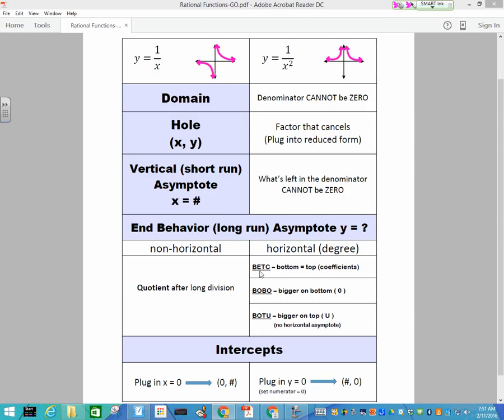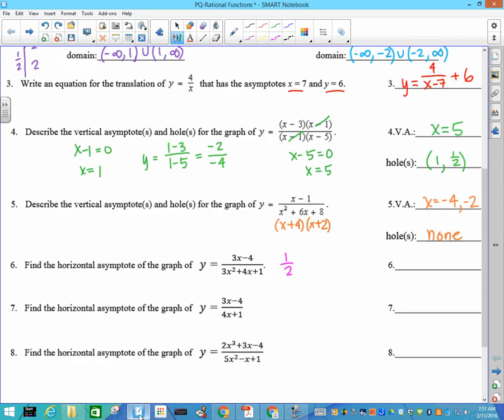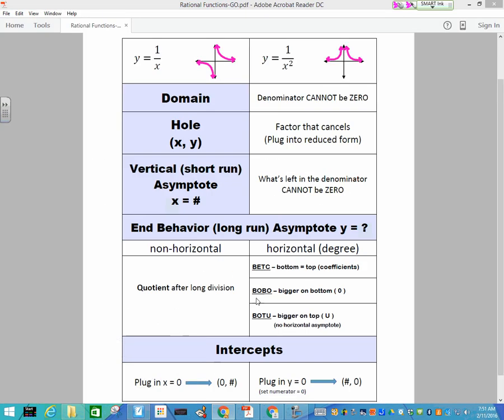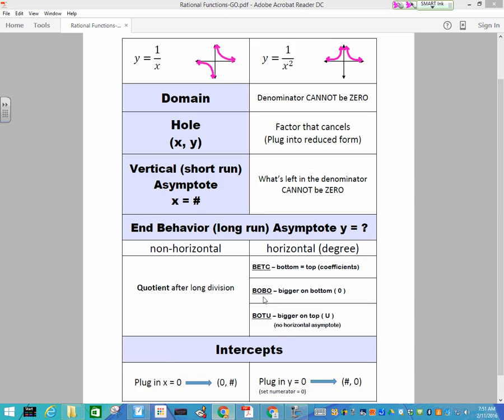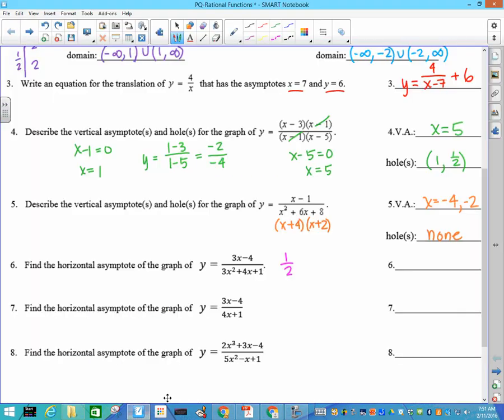And then Betsy says, if the bottom equals the top, that's your Betsy, bottom equals top, then you use the coefficients. On our problem, was the bottom equal to top? It was not. Okay, BOBO, is it bigger on the bottom? Was ours bigger on the bottom? It is bigger on the bottom. So if it's bigger on the bottom, BOBO, that's what that O means. It actually stands for 0. And if it is bigger on the bottom, then your horizontal asymptote is y equals 0.